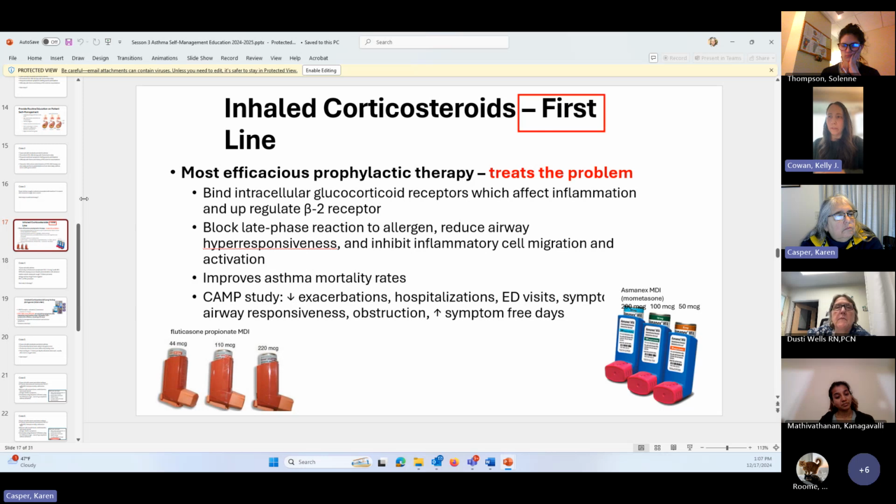So what we see with inhaled corticosteroids, this is a first line therapy. This is the most effective, and this treats the underlying problem of inflammation. It does regulate the beta 2 receptor, so it helps bronchodilators work better, improves mortality rates, and it improves the other things we want to see, like reducing exacerbations, ED visits, and improving symptom-free days so they can attend school.